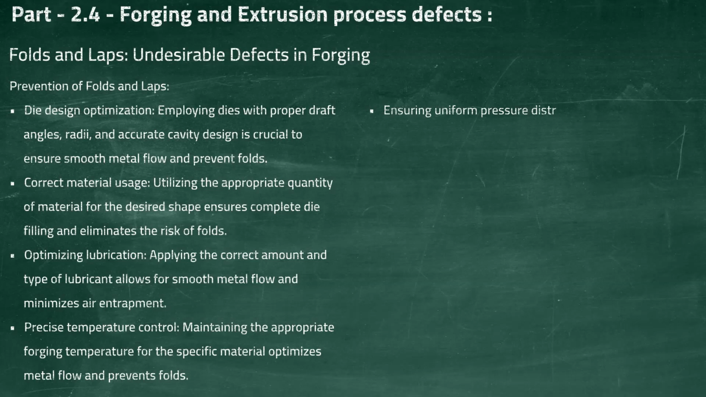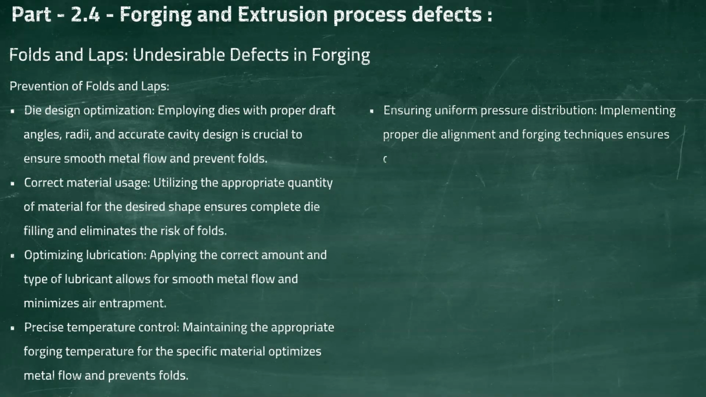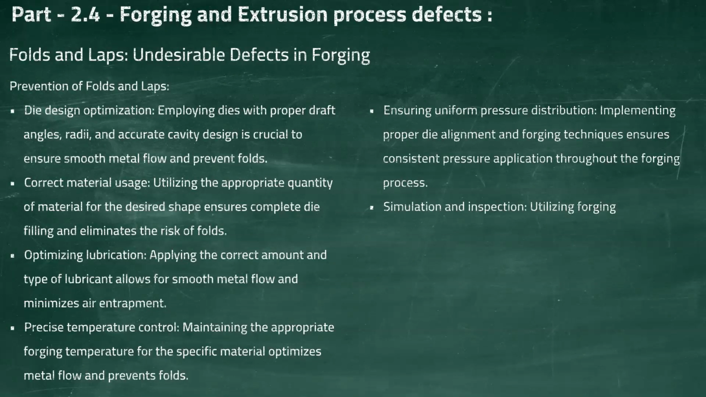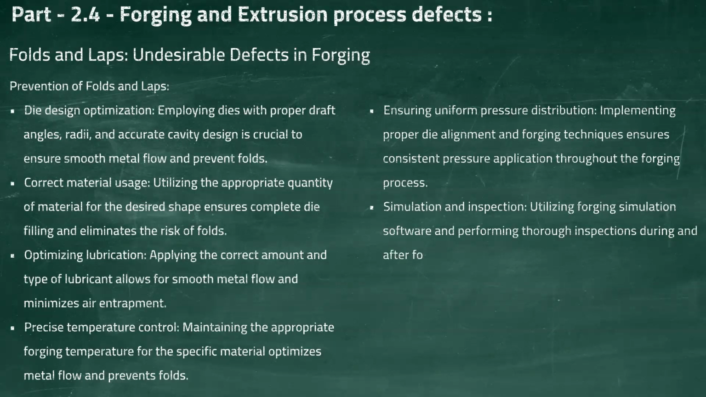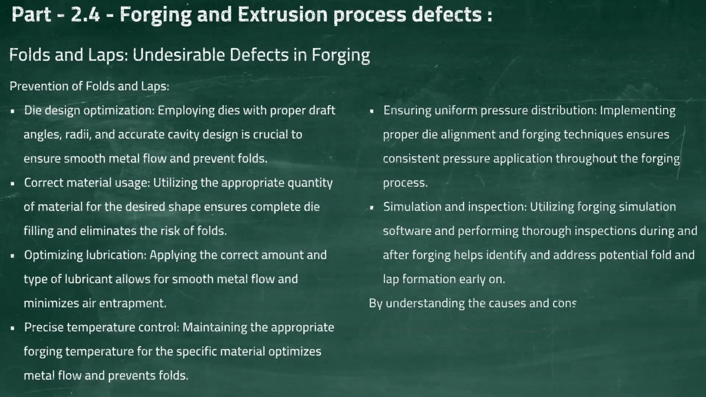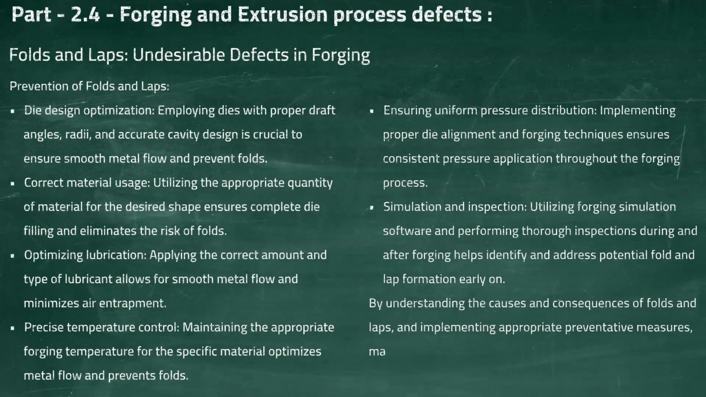Ensuring uniform pressure distribution. Implementing proper die alignment and forging techniques ensures consistent pressure application throughout the forging process. Simulation and inspection. Utilizing forging simulation software and performing thorough inspections during and after forging helps identify and address potential fold and lap formation early on. By understanding the causes and consequences of folds and laps, and implementing appropriate preventative measures, manufacturers can ensure high-quality forged parts and minimize production losses.